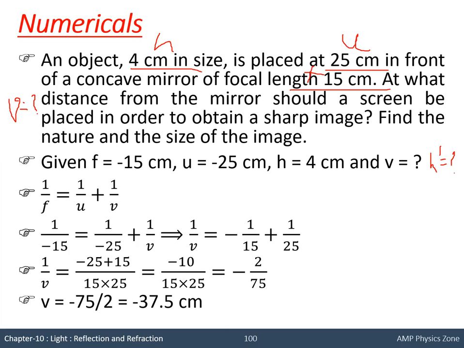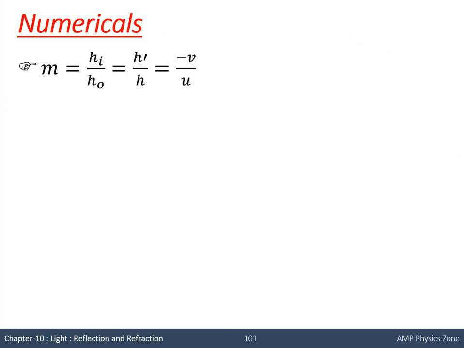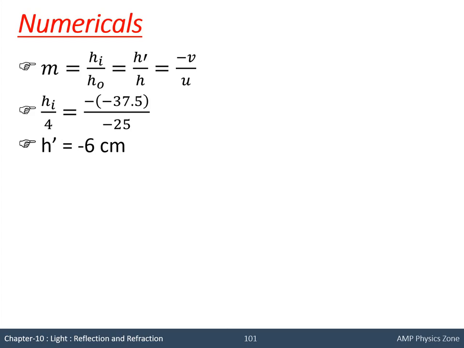Okay, now for the height, meaning the size of the image, we have to take the formula of magnification here. So again the same formula, h dash by h is equal to minus v by u is equal to m. Either you can write hi or h dash. So h dash we want to find, h is 4, v is minus 37.5, u is minus 25. So solving this we will get h dash is equal to minus 6 centimeter. Okay, now we can compare the height of the object with the height of the image. So the size of the image is more, 6, and the size of the object was 4.